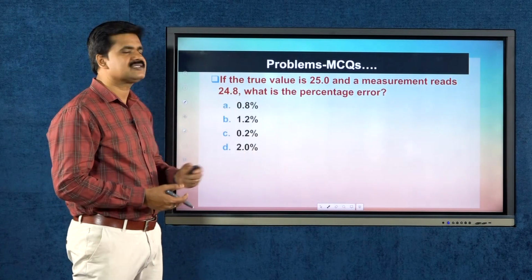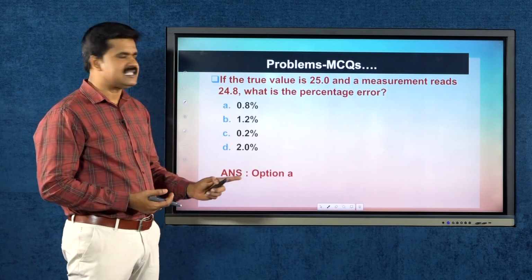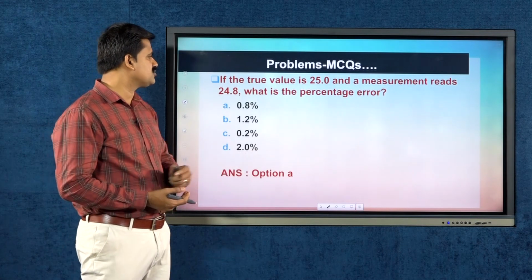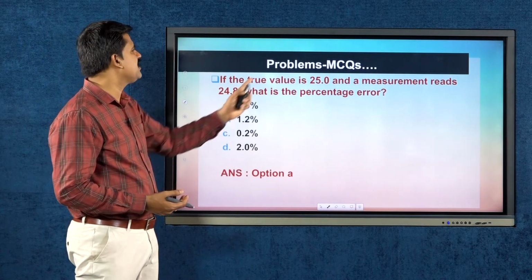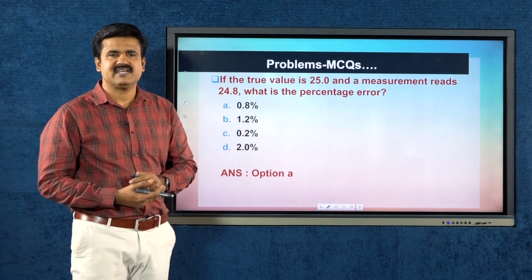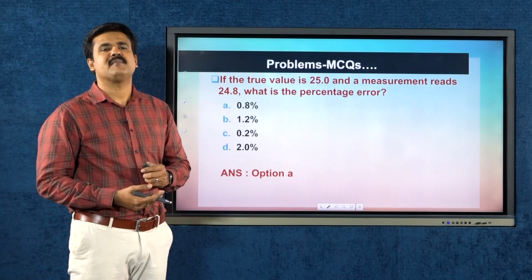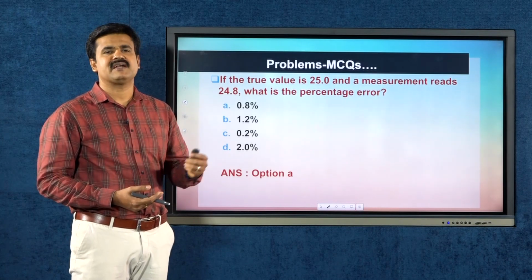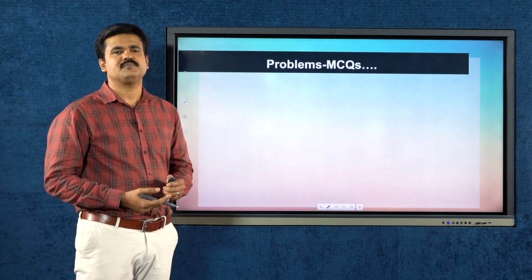The options are also given here. You have to find the result. The result is clear. It is option A. Option A is obtained because you have to first find out the difference between these two values, 25 and 24.8. The difference is 0.2. That 0.2 should be divided by 25 and multiplied by 100. So, the result is nothing but 0.8%.